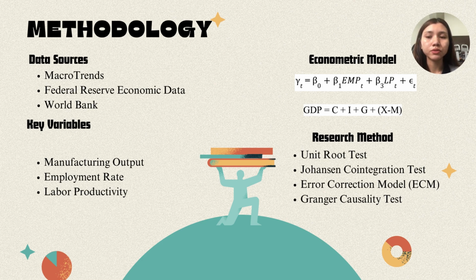The ECM captures both short-term adjustment and long-term equilibrium dynamics, helping us understand how variables respond to deviations over time. And the last one is the Granger causality test. We examine causal relationships between variables to identify which factors significantly influence others over time.